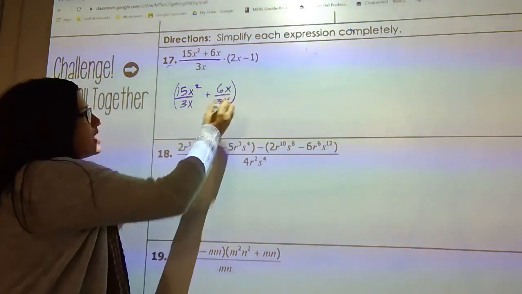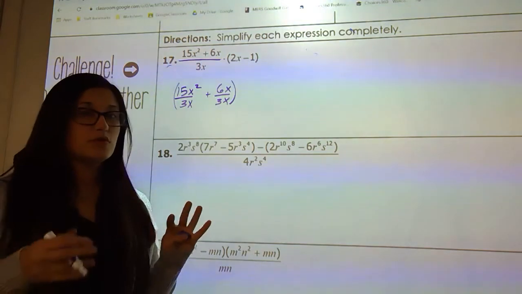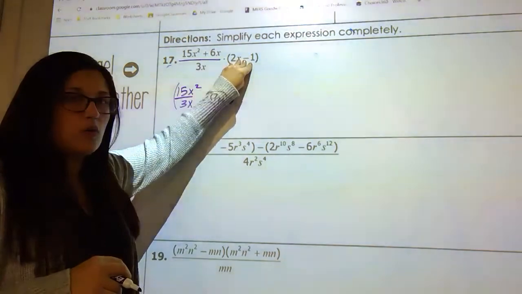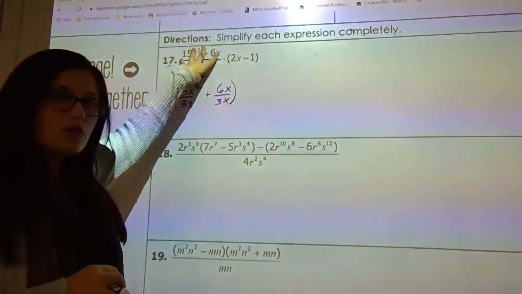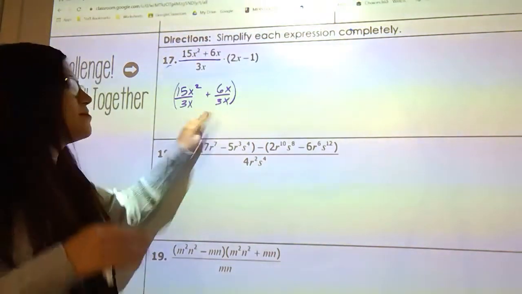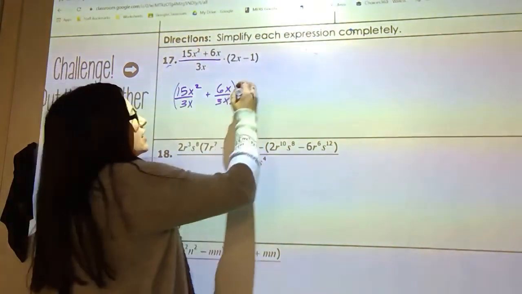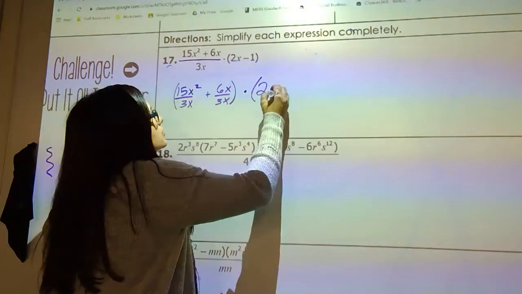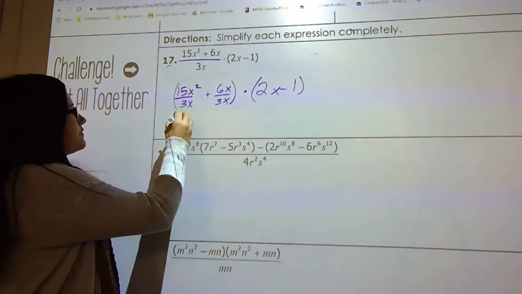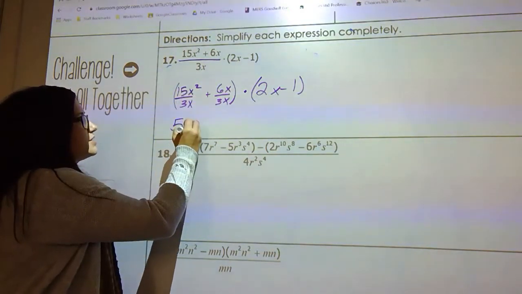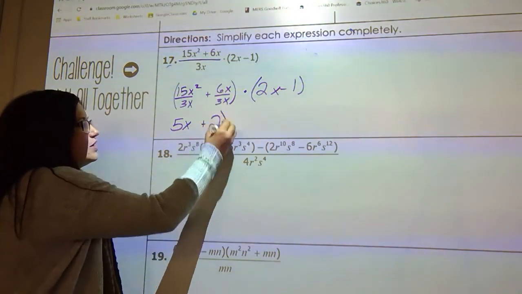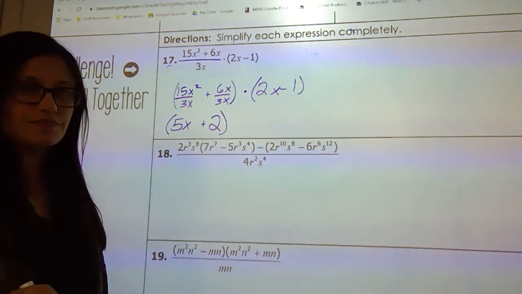So now that we split it up, it's important that we keep those terms together because I want to multiply this whole value by that whole fraction. When you split it up, you eliminated that imaginary parentheses, so now you have to put them back in there. Times 2x minus 1. Okay, so 15 divided by 3 is 5. X squared divided by x is x. Plus 6 divided by 3 is 2, and x divided by x is just 1. And 2 times 1 is 2.